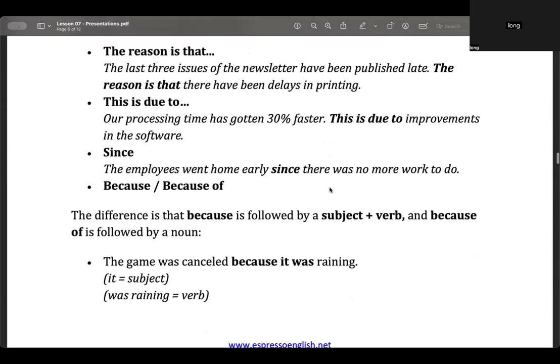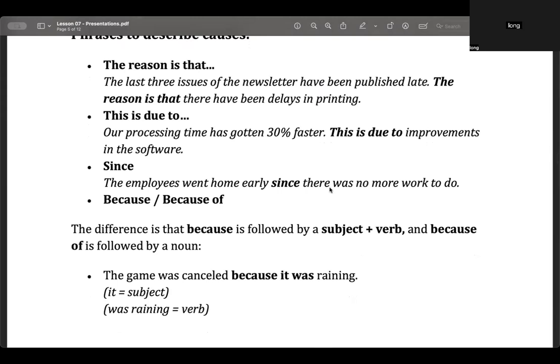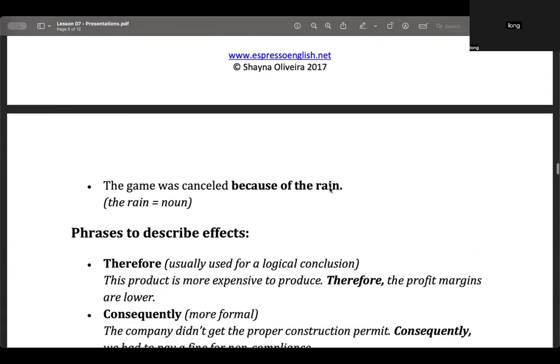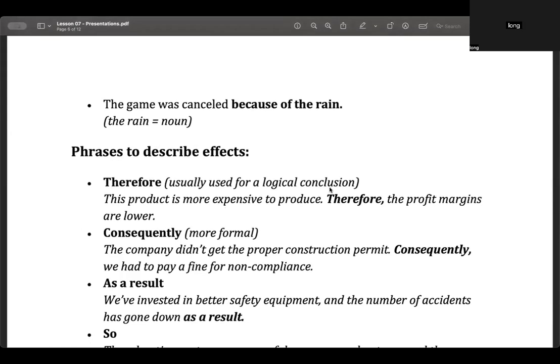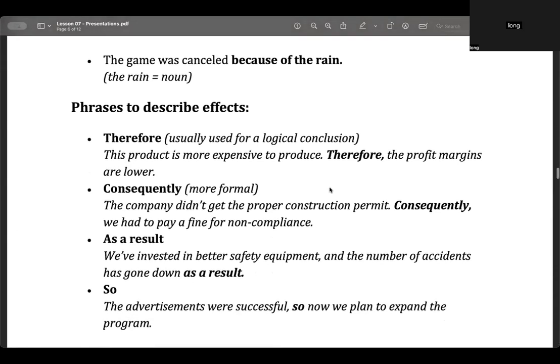The game was canceled because it was raining. It equals subject, was equals verb. The game was canceled because of the rain. The rain equals noun. Phrases to describe effects. Therefore, usually used for logical conclusion.